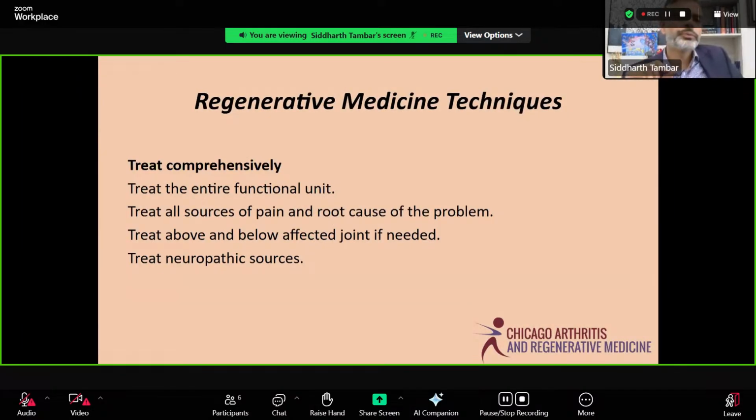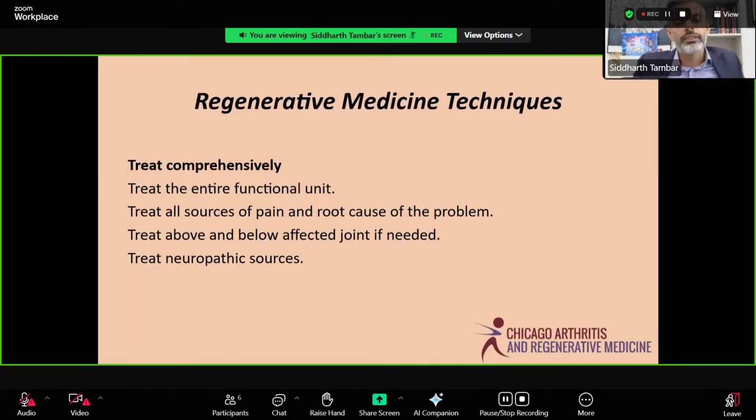Other keys when it comes to Regen Med, this is something you have to really be aware of when you're working with your physician. Number one, they have to treat the whole functional unit. So as an example, let's say you've got knee arthritis. If they're only injecting the knee and not treating the rest of the functional unit, all the other soft tissue structures, they're missing an opportunity to give you a better result. They should treat all the sources of pain and the root cause of the problem. Again, that means treating instability, treating inflammation.